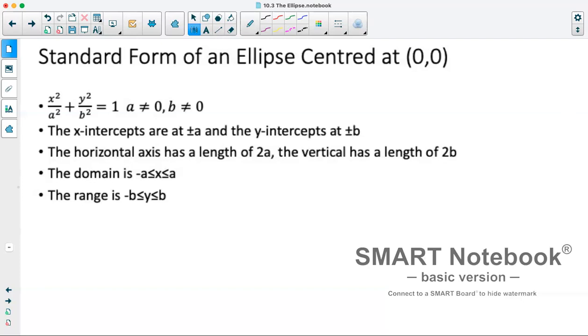And then if we modify this to include horizontal and vertical shifts, our equation will become x minus h squared over a squared plus y minus k squared over b squared equals 1, where h and k are horizontal and vertical shifts.